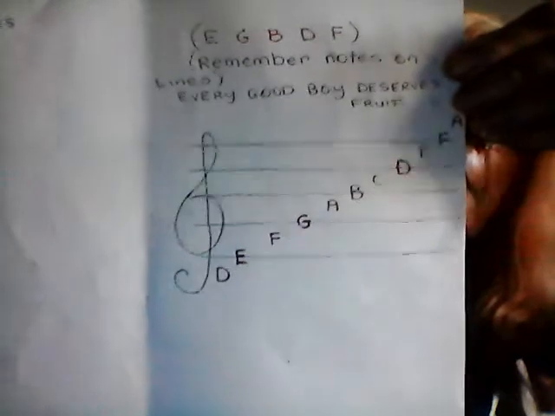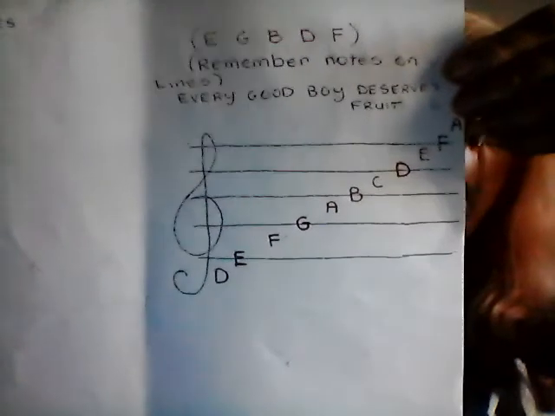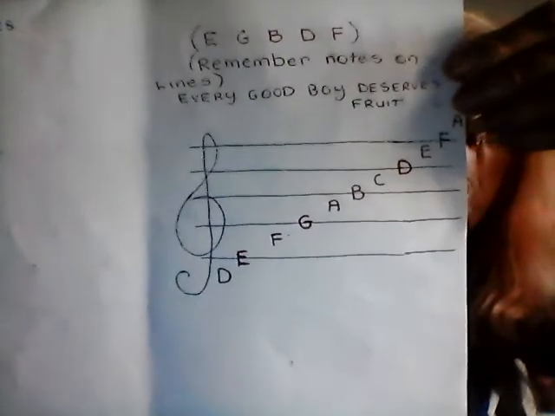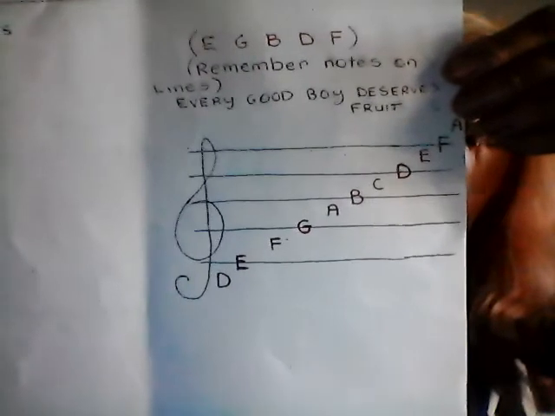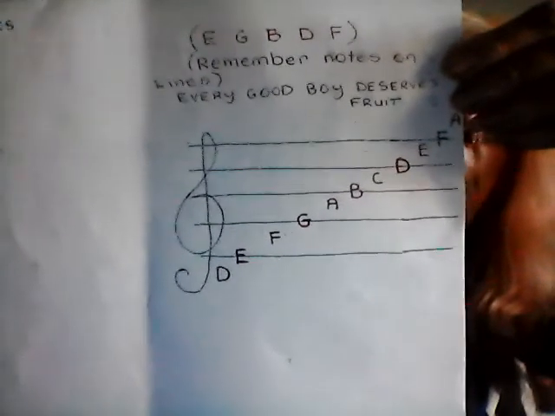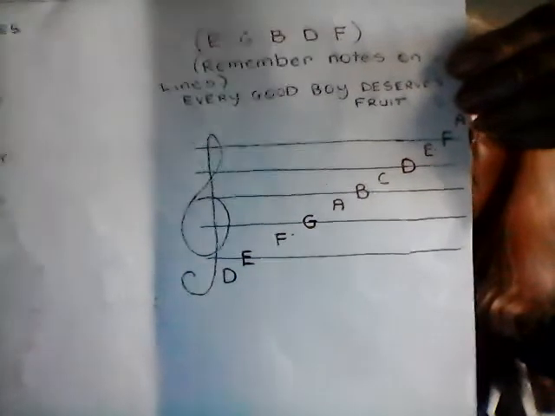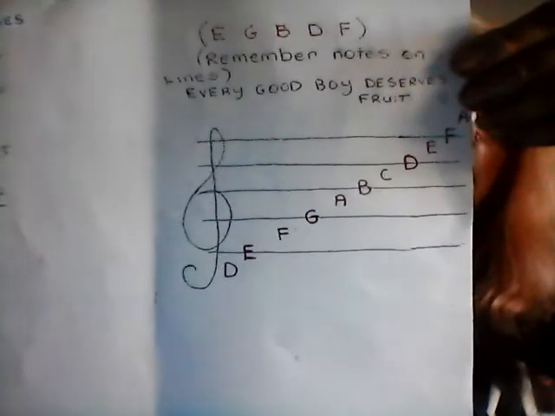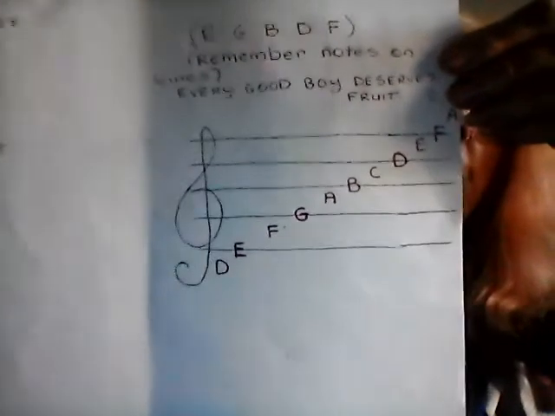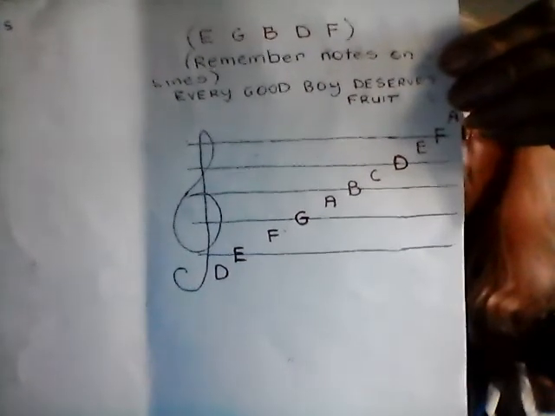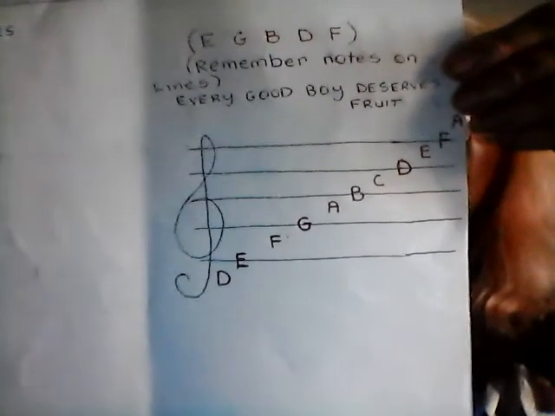So remember, on the lines, every good boy deserves fruit. So the notes on the lines are E for every, G for good, B for boy, D for deserves, F for fruit. And they're on the lines, and the other notes are in the spaces.